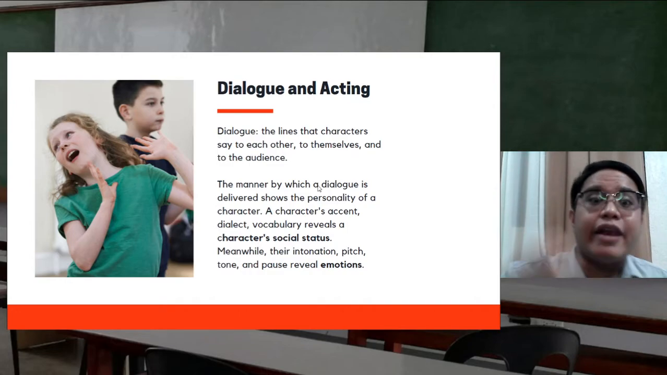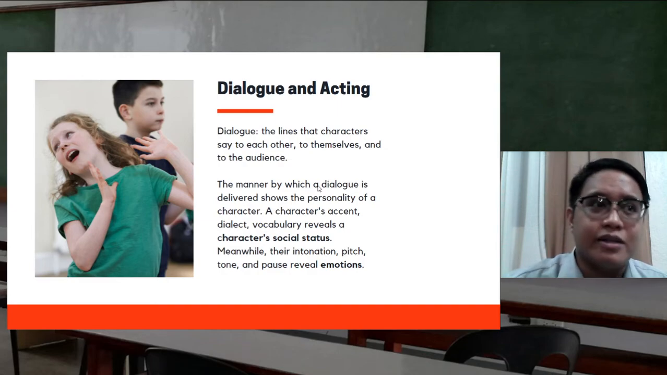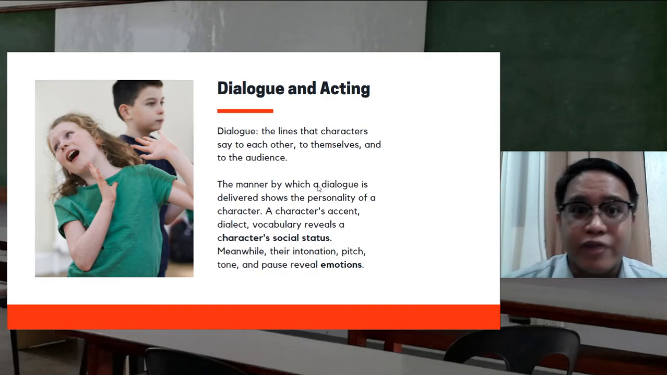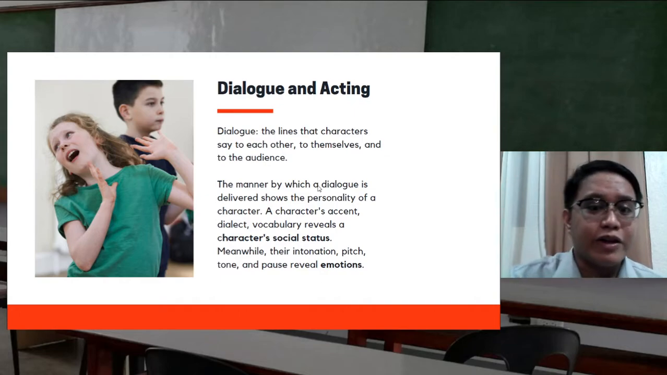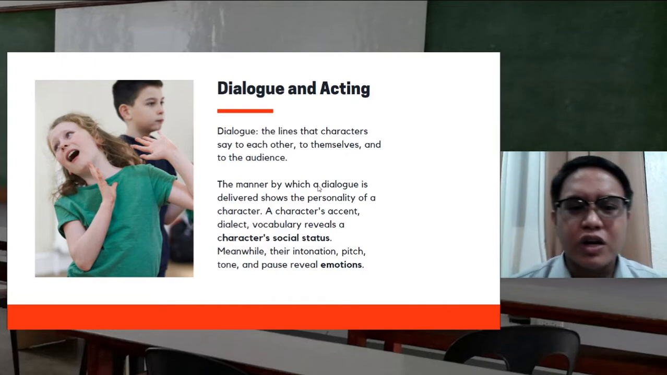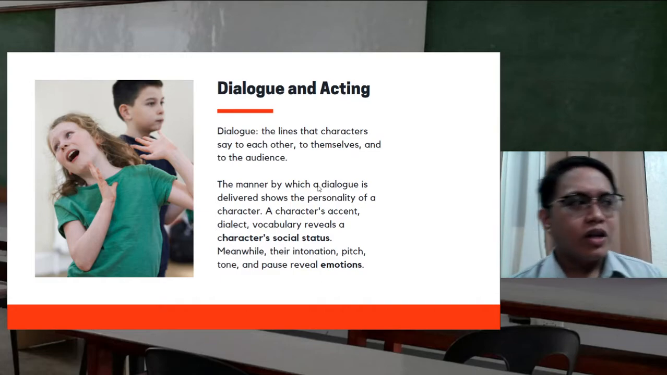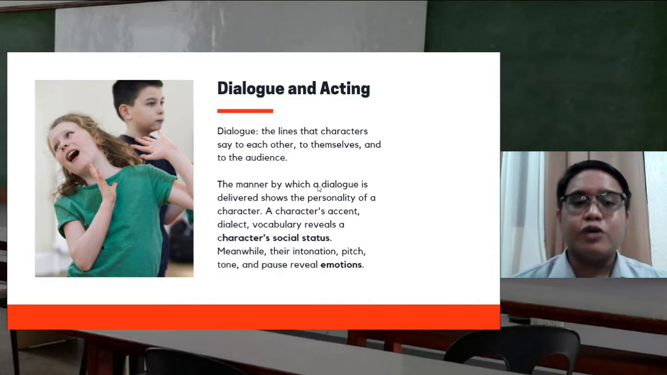So, a dialect or vocabulary reveals a character's social status, okay? So, some movies in Metro Manila, they tell us that the Bisaya accent is, you know, very probinsya. So, it will tell them the social status of the Bisaya, okay? Meanwhile, their intonation, pitch, tone, and pause reveal emotions. Okay? How high the voice is, how loud the voice is. Okay, and their pauses. If you're talking about a serious thing, you pause, right? So it reveals emotions. Okay? So it reveals social status and it also reveals emotions.